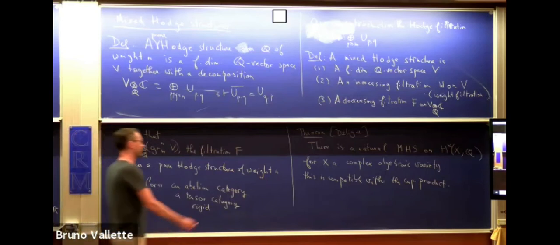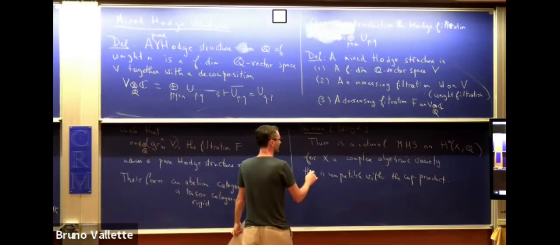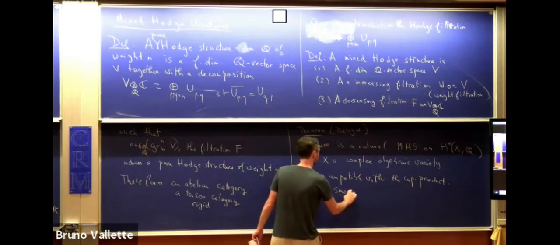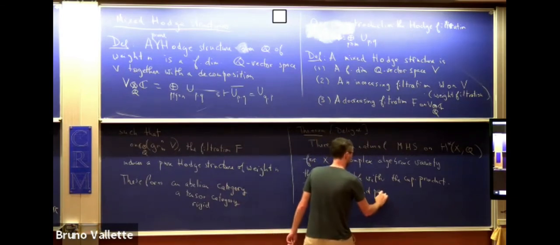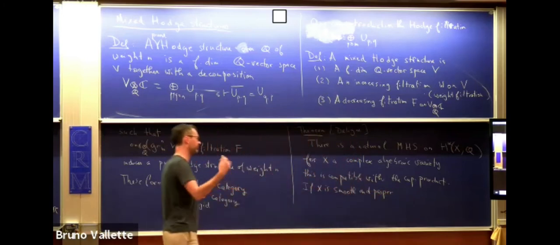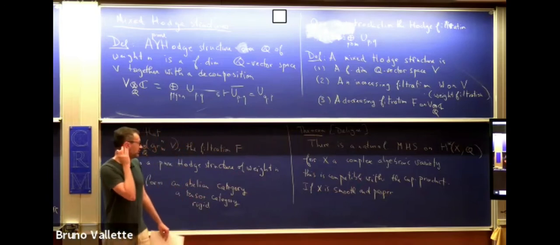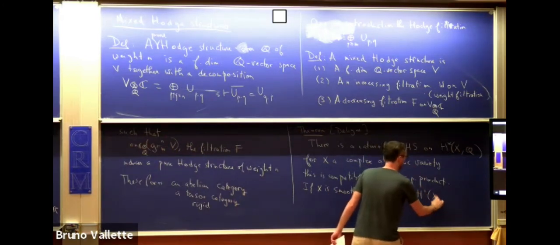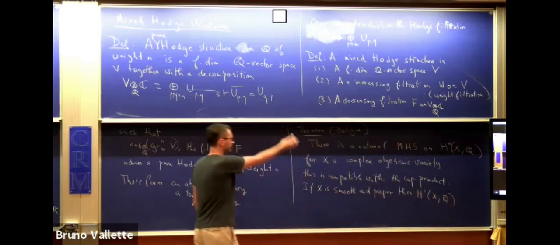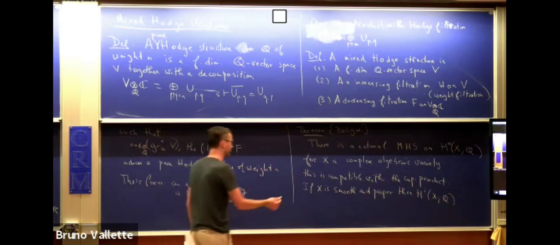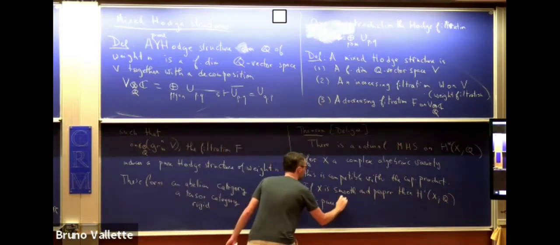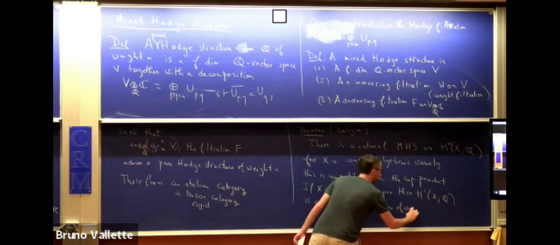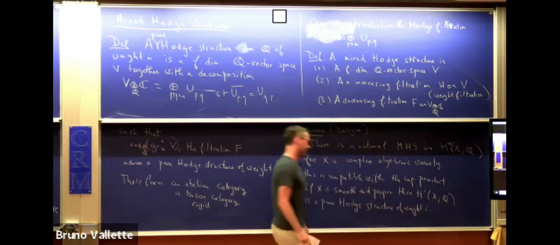And maybe let me say one more thing. In the particular case where X is smooth and proper, so proper you should think of as the algebro-geometric analog of compact, then if you look at the ith cohomology group of X, because of what I've said above it's a mixed Hodge structure, but in fact in that case it's a pure Hodge structure of weight i.